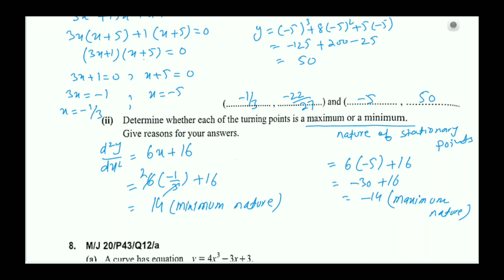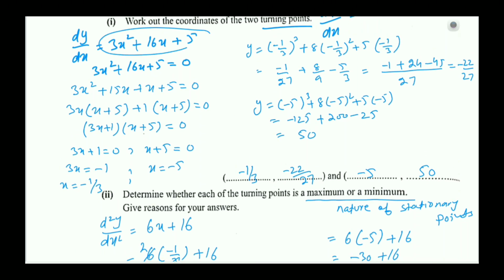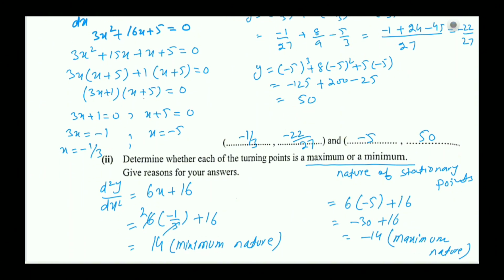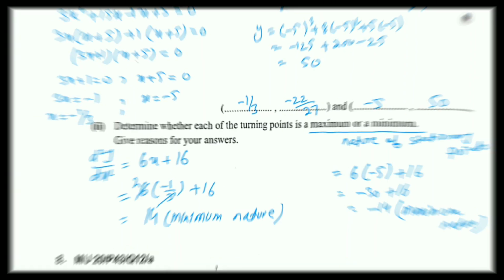So this is the way how you will find the nature of stationary points, maximum or minimum. Again I am repeating the method. You will take the first derivative, and then you will differentiate it again, and you will get the second derivative. Then in place of x in the second derivative, you will put the values of x one by one from there, and you will get two answers. So you have to write their natures. If your answer is positive, you will write minimum nature. If your answer is negative, you will say that it is maximum nature.